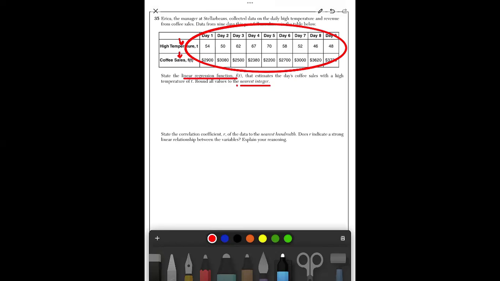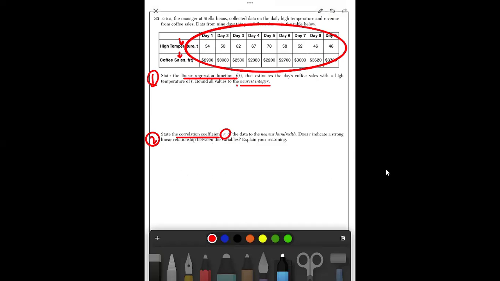And then the second part is we are going to state the correlation coefficient, which is r, to the nearest hundredth. And we've got to indicate, is it strong, positive, strong, negative, moderate, whatever? So we're going to do that as well. So now let's jump into it.